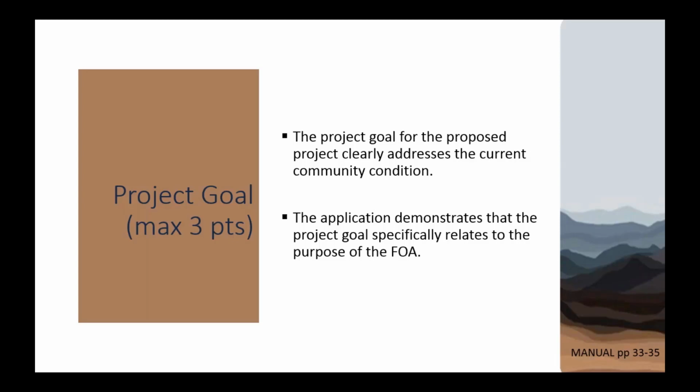The application also needs to describe, in addition to the actual project goal, how the project goal relates to the program purpose of the FOA, which can be found on the first 2 to 3 pages of the FOA. Make sure it's the FOA for the program area that you're applying for. The applicant should relate their project to one of the 3 program concepts described in that section. And again, that section is in the FOA on the first 2 to 3 pages.